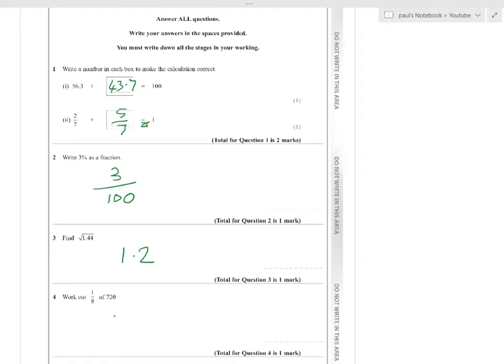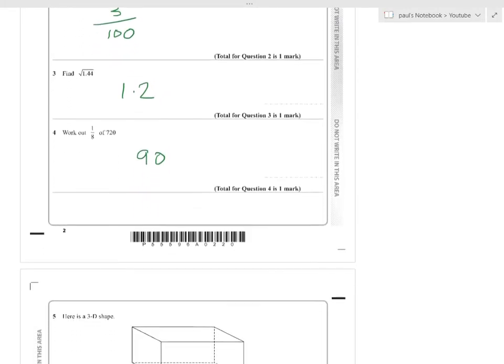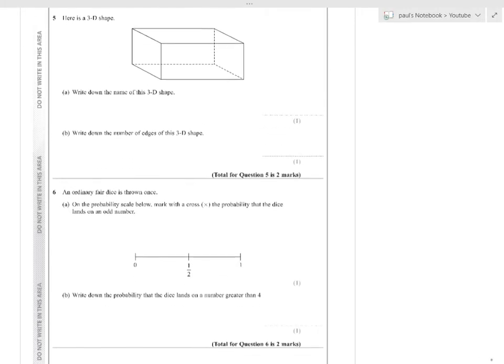1 eighth of 720, so 720 divided by 8 is 90. Good, got the first page done. Let's go do some more. Right, what's the name of this shape? Well, it's a cuboid. How many edges does it have? 1, 2, 3, 4, 5, 6, 7, 8, 9, 10, 11, 12.